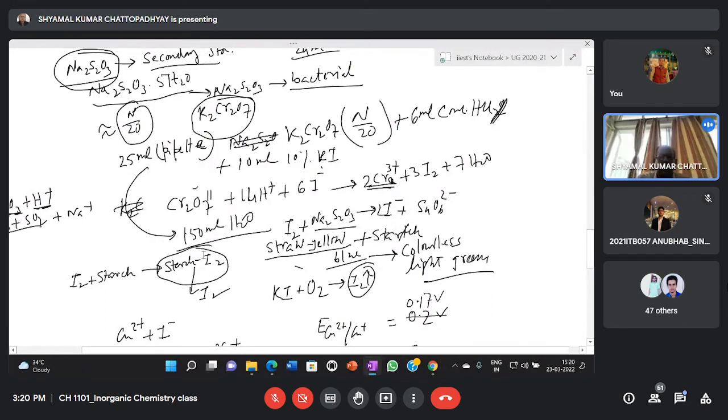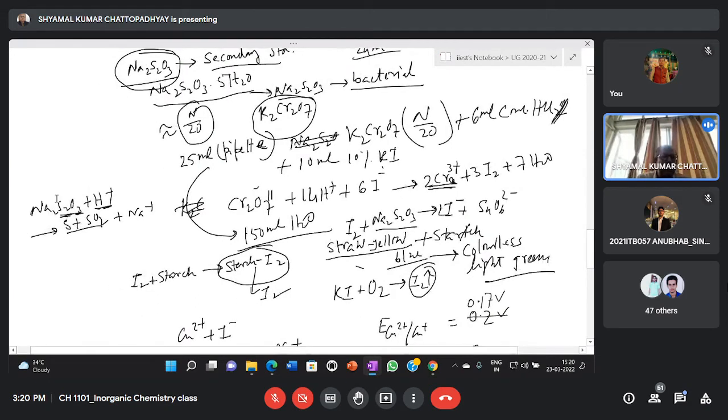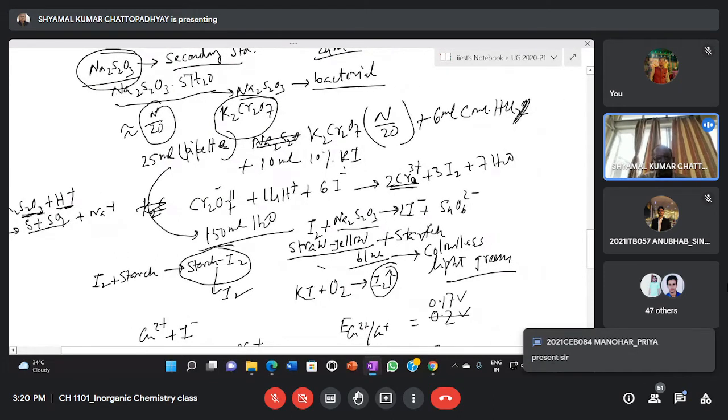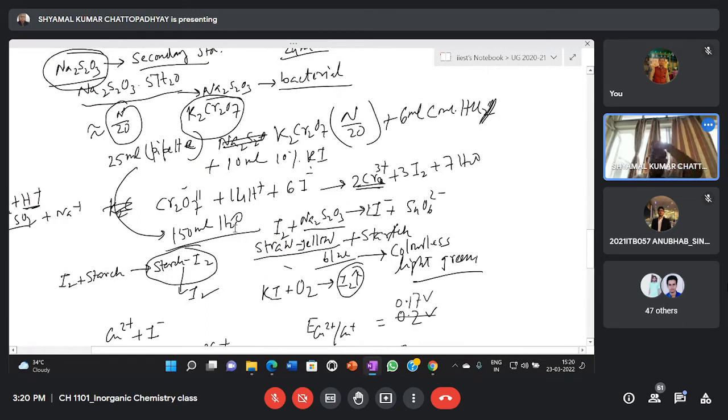After 5 minutes, when the reaction is complete, you take out the conical flask, and you add 150 milliliter of water. Why? Because initially we have added 6 milliliter of concentrated HCl. In presence of strong HCl, sodium thiosulfate will react, and this kind of decomposition may occur: sodium thiosulfate plus proton gives sulfur plus sulfur dioxide plus sodium ion. So sodium thiosulfate decomposes in strong acidic medium, depositing sulfur. So to decrease the acidity, you first dilute the solution using 150 milliliter of water, and then you start titrating it with sodium thiosulfate.